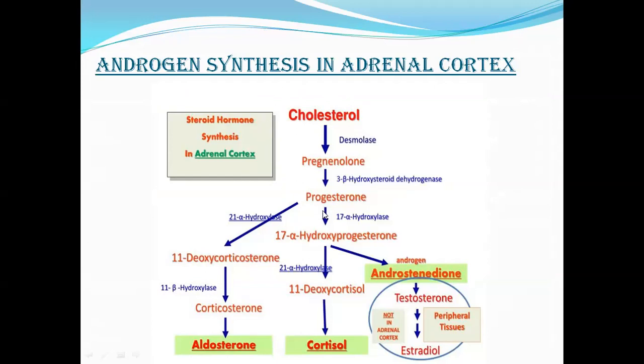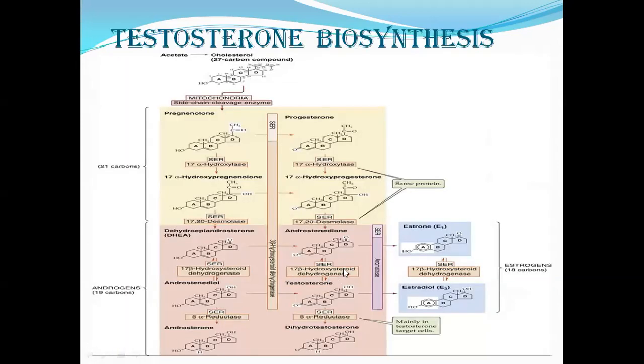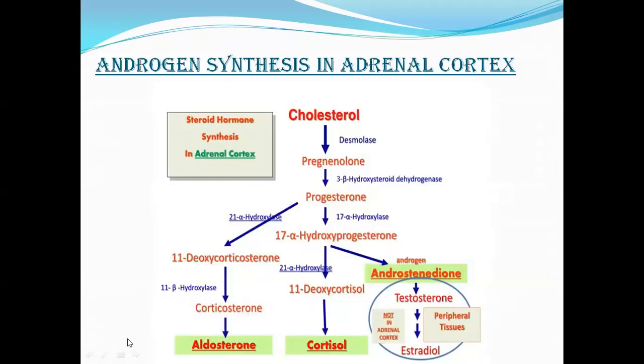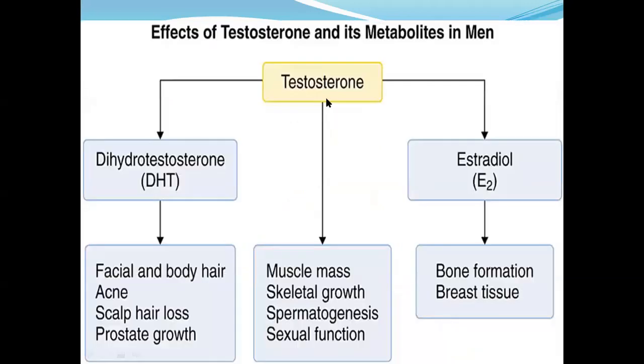And the adrenal androgen synthesis, you all know the same pathway: pregnenolone, progesterone, 17-hydroxyprogesterone. Now from progesterone, there is the 11-deoxycorticosterone going for the aldosterone pathway, and 17-alpha hydroxyprogesterone gives the pathway for cortisol as well as for androstenedione, that is the androgen in the adrenal cortex, and that definitely changes by 17-beta hydroxysteroid dehydrogenase. It changes into testosterone and subsequently into estradiol. But estradiol, we see it is not in the adrenal cortex, it is in the peripheral tissues, as we have already said.